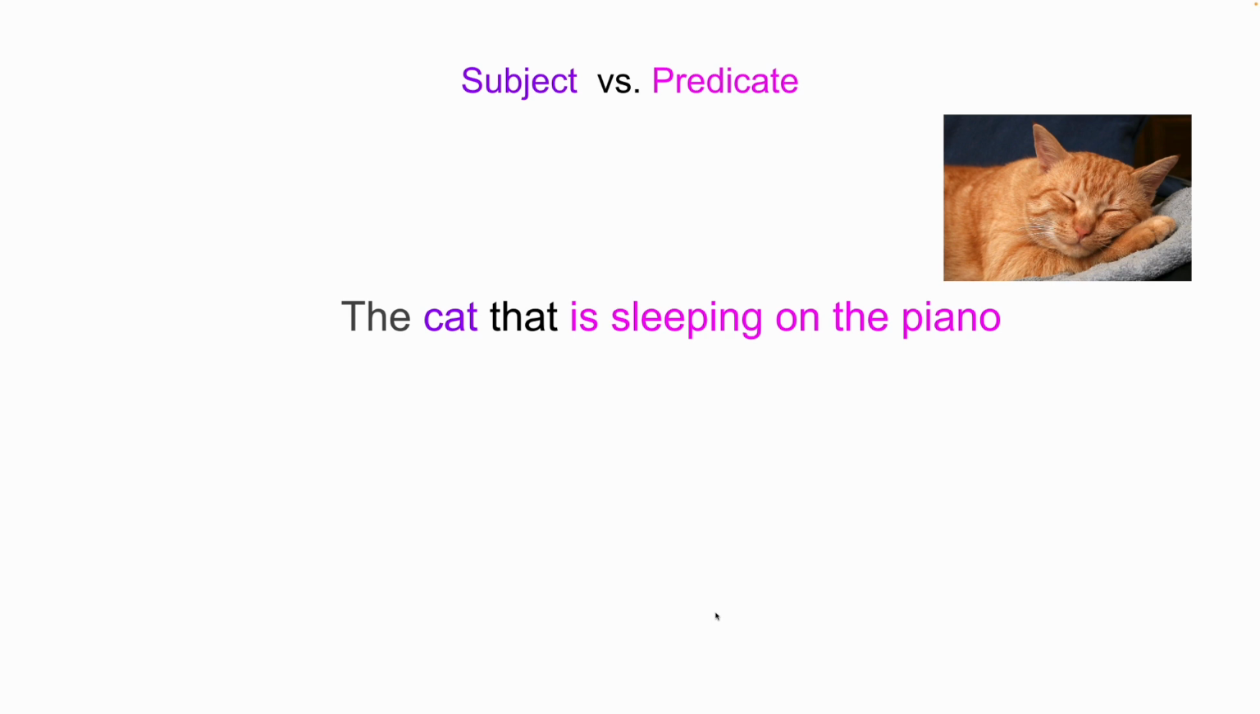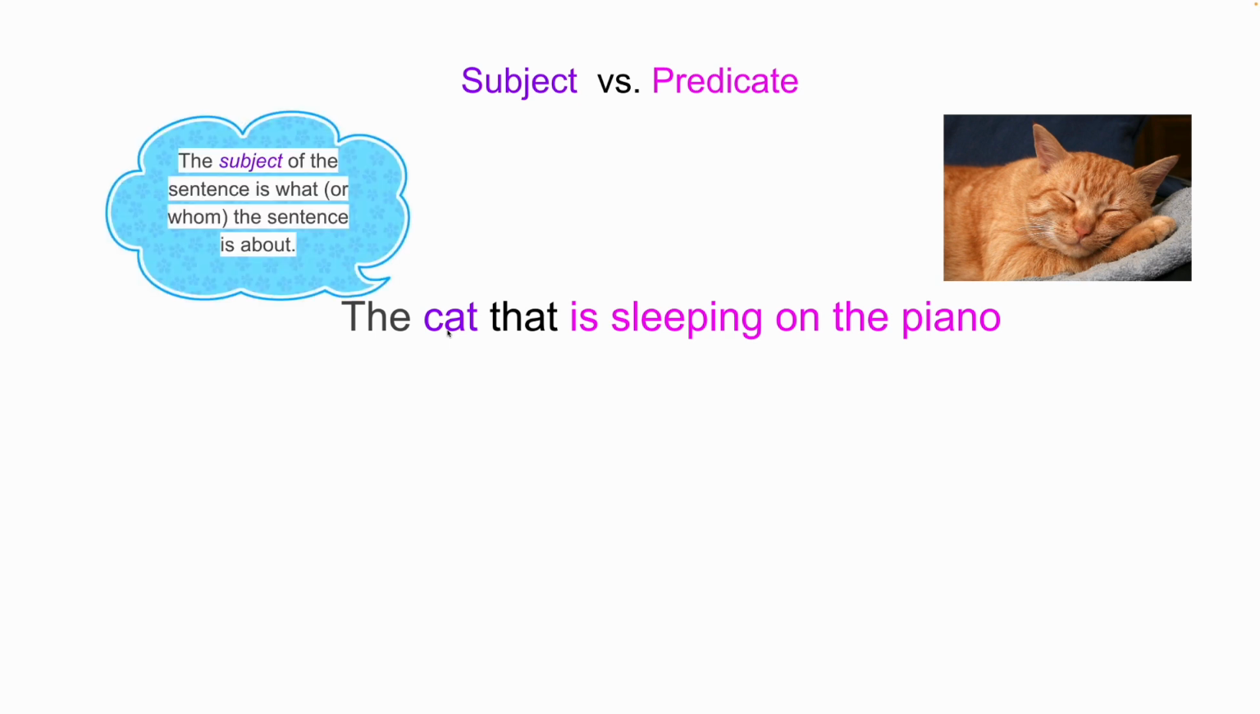So let's review subject and predicate. Let's look at this sentence. The cat that is sleeping on the piano. So in a sentence, which word is the subject and which word is the predicate? Okay, I use color coding, so it's pretty obvious. The cat is the subject.